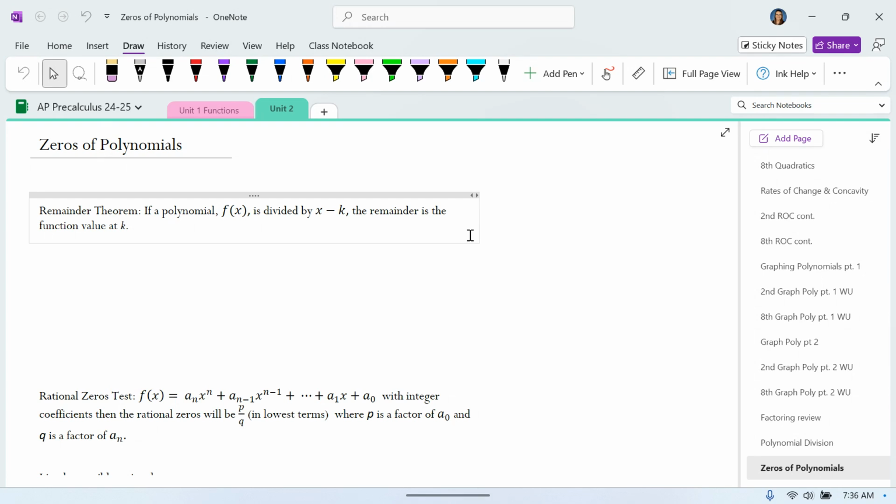Because now that I know how to do synthetic division, I can just test any possible root, any potential root, to see if it is actually a root. If I get a remainder of 0, then I can write the factor.